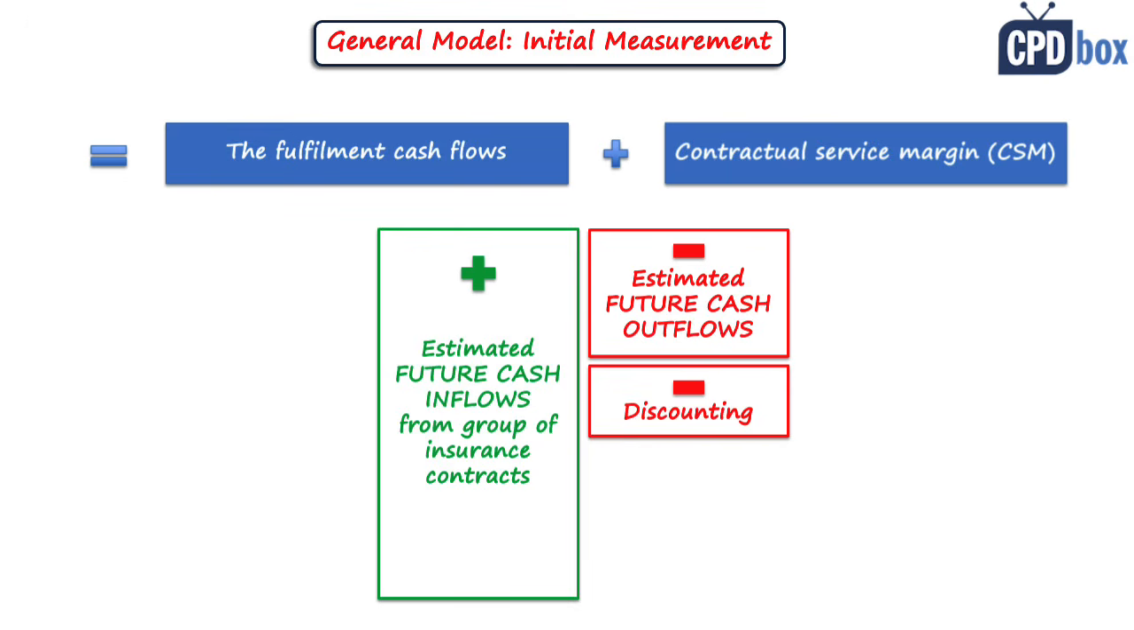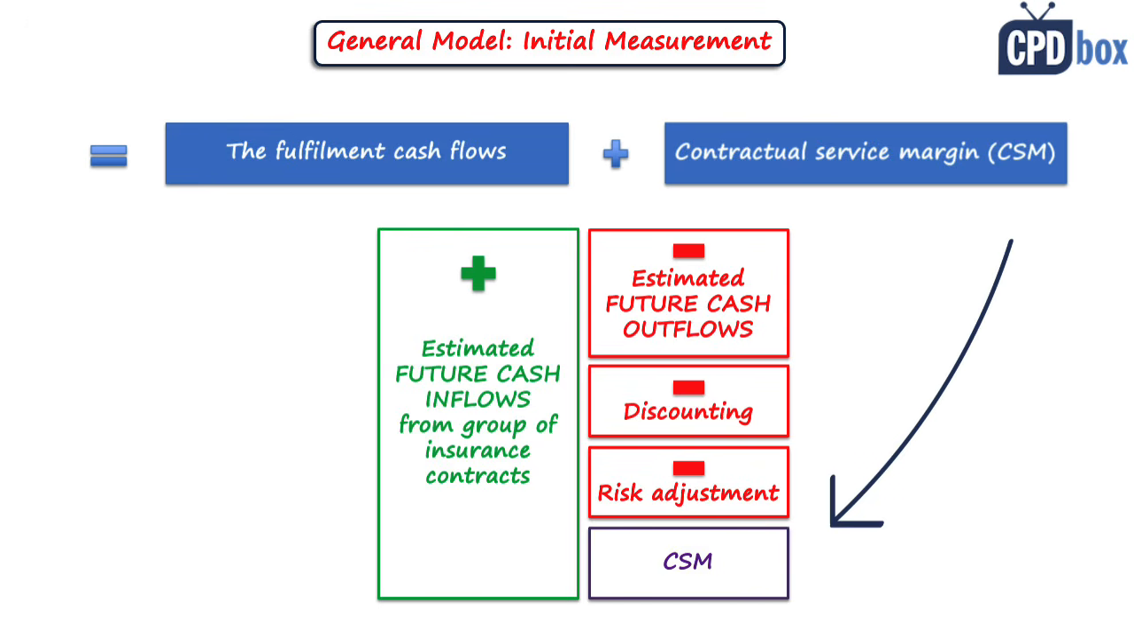And then we also need to adjust those cash flows for non-financial risk. And that's why we have a risk adjustment here. And that's also a minus. And as you can see, there is a difference between the plus and minus, and this difference is the contractual service margin. It simply represents the unearned profit from the group of insurance contracts at initial recognition, and it is the negative value of the net fulfillment cash flows. So the total should be 0 for profitable contracts.